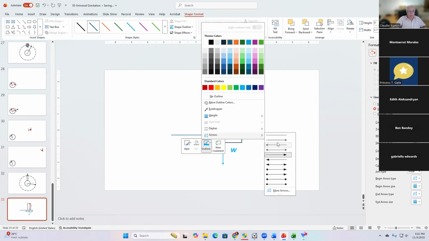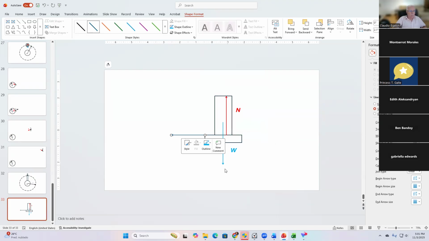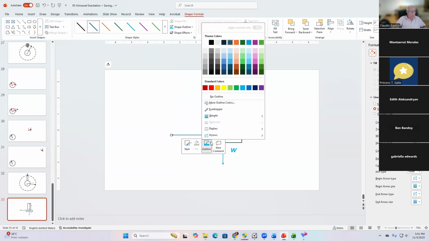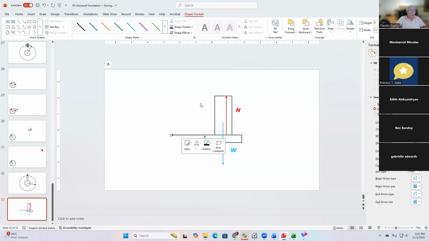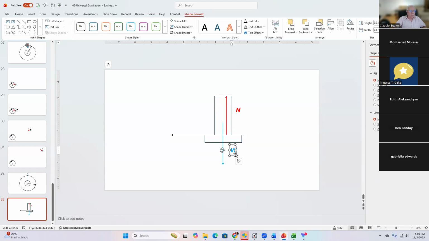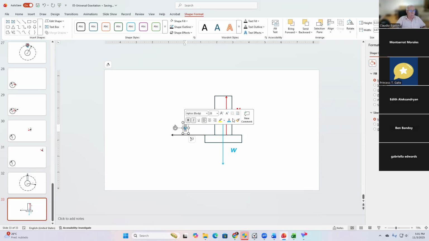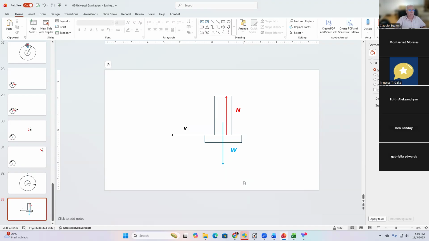That's an important difference between the other problem that we have. Here you go. Velocity vector. I'm going to put it in the black color.